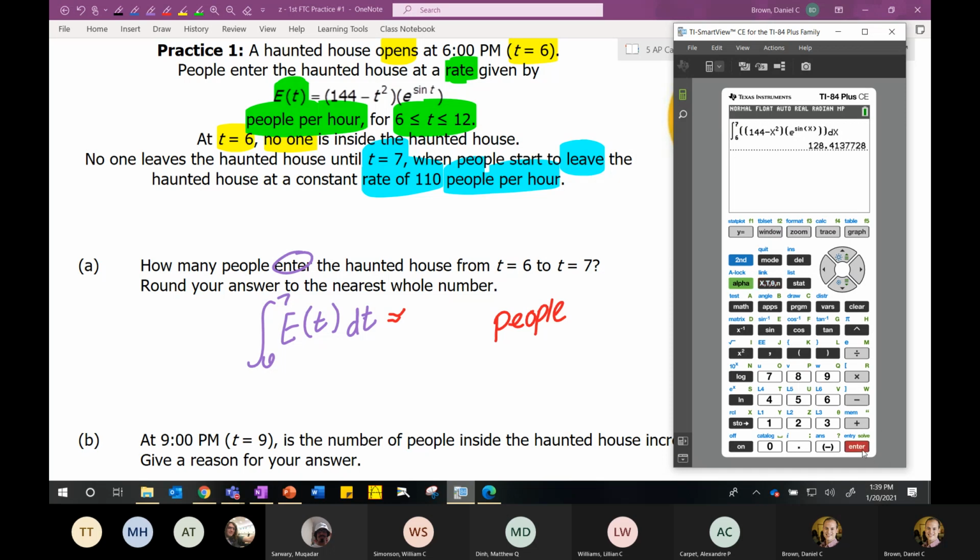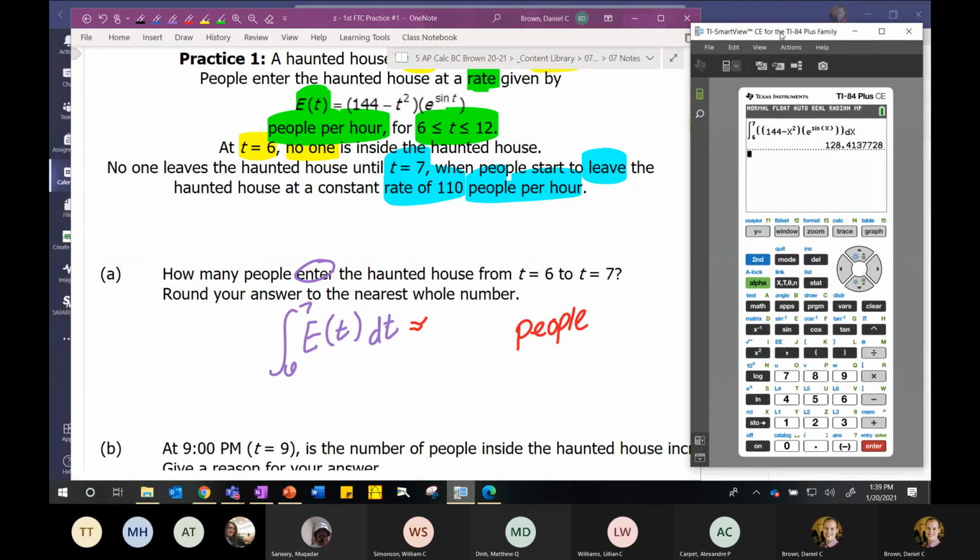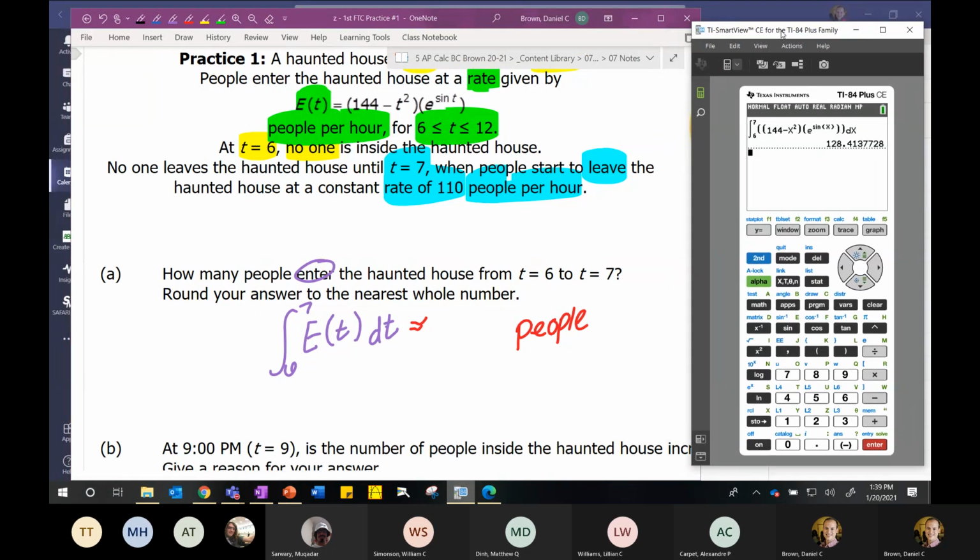So we can basically see between the hours of t is equal to 6 and t is equal to 7, so 6 p.m. to 7 p.m., 128.413 people have entered. It does tell us to round to the nearest whole number. Let's see if I can fit this all on the same screen. There we go. So the answer we just put down, to the nearest whole number, is 128 people. And that is the work they would expect you to show on the AP exam. Same thing for my test: you have to show the setup, where the answer came from, and then your answer.